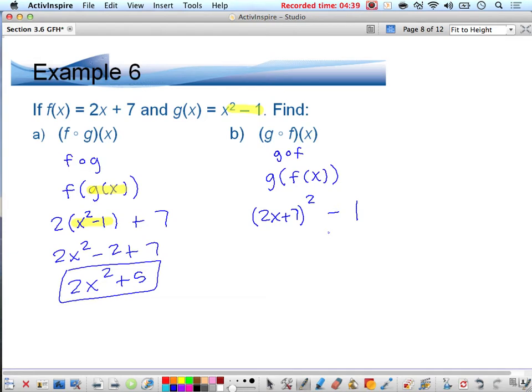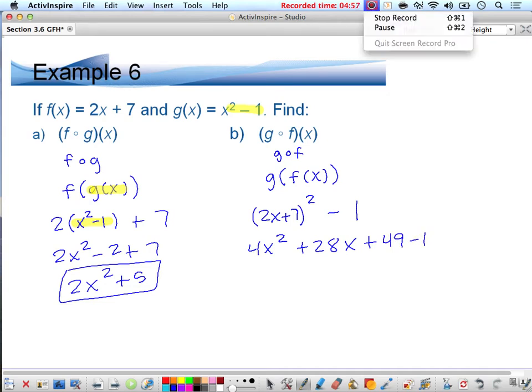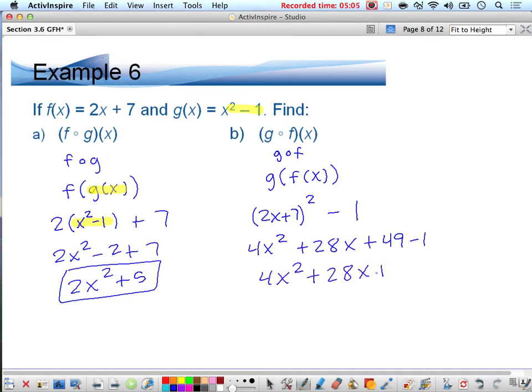And then to get rid of those parentheses, you have to FOIL it out or square the double squared. Square the first, double the product, so that'll be how many? Multiply it together and you get 14x, double it and you get 28x plus 49 minus 1. So that gives us a total of 4x squared plus 28x plus 48.